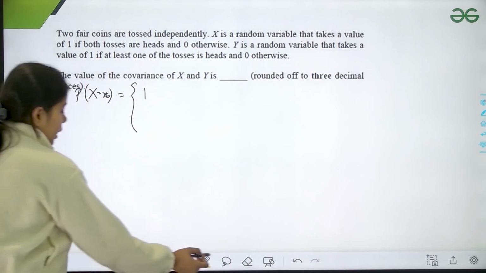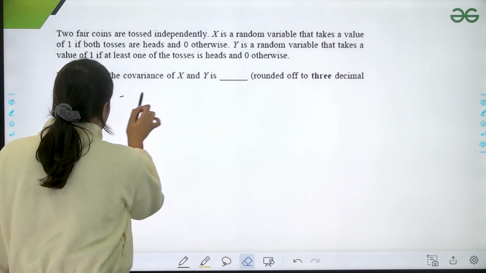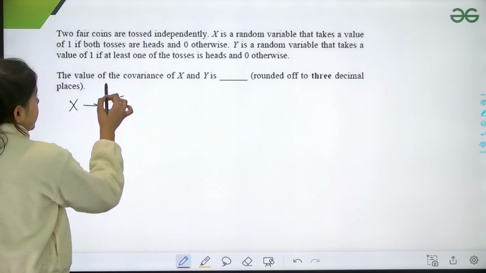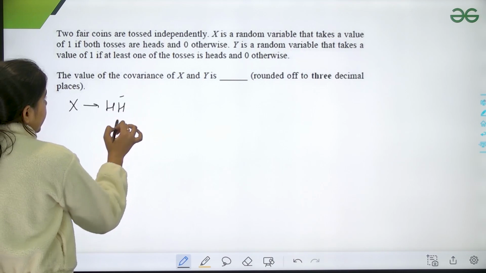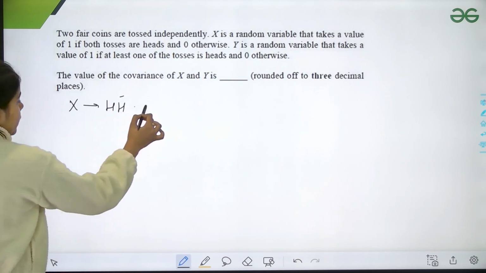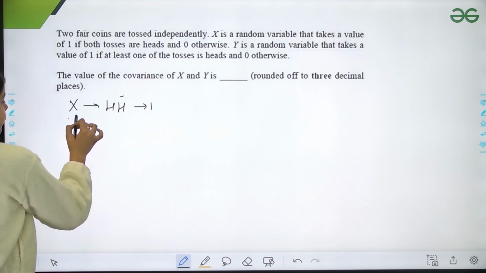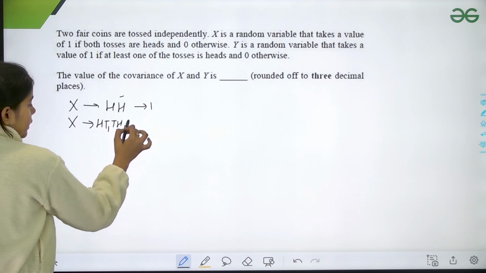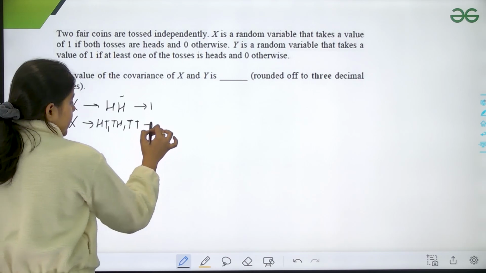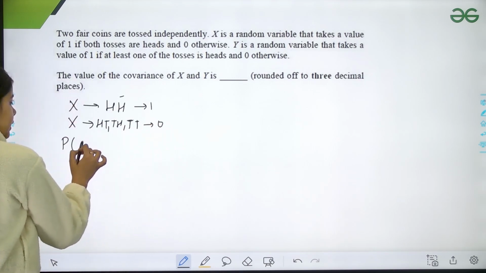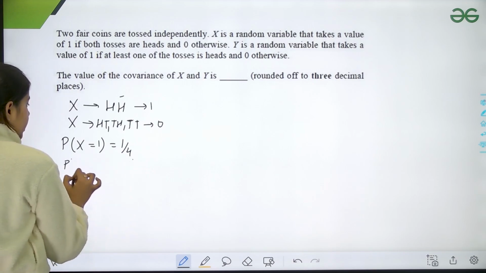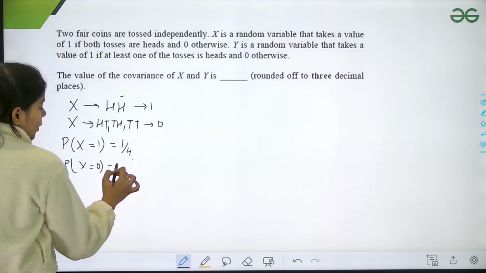First of all, I am writing the cases. If both tosses are heads, then X takes value 1. And otherwise, head tail, tail head, and tail tail, in these cases X takes value 0. So I can say that the probability of X equals 1 is 1/4, and the probability of X equals 0 is 3/4.